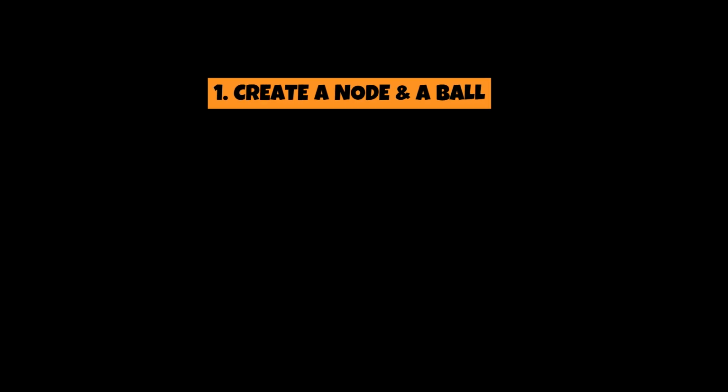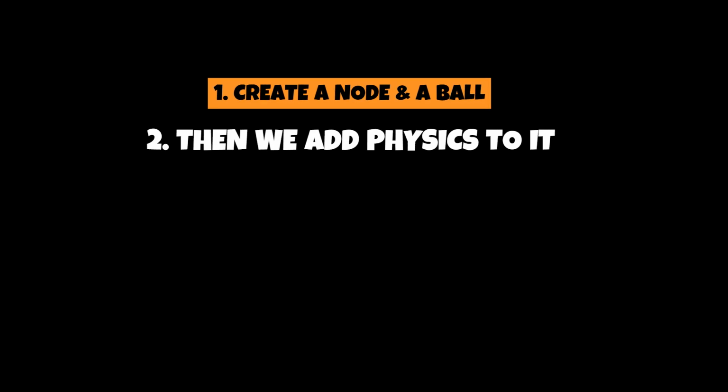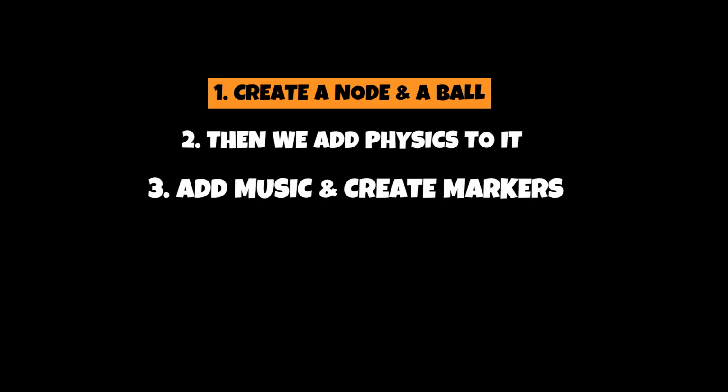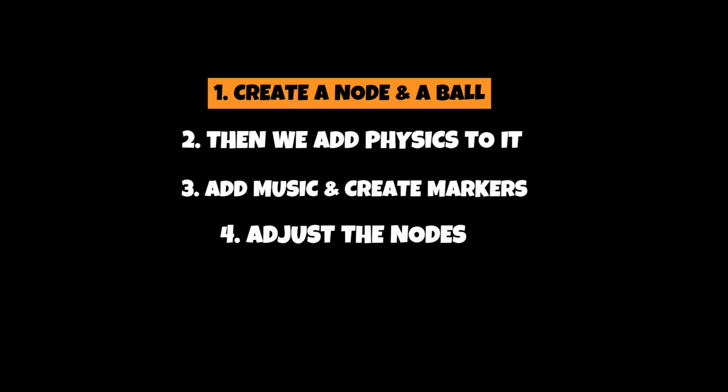So the three most important things you need to remember are: first, listen carefully, and third, just go with the flow. Try to understand the process and follow it step by step, so it will be easy for you. So the process includes: first we'll create a node and a ball, then we add physics to it, add music and create markers, adjust the nodes, and there we have our wonderful animation.